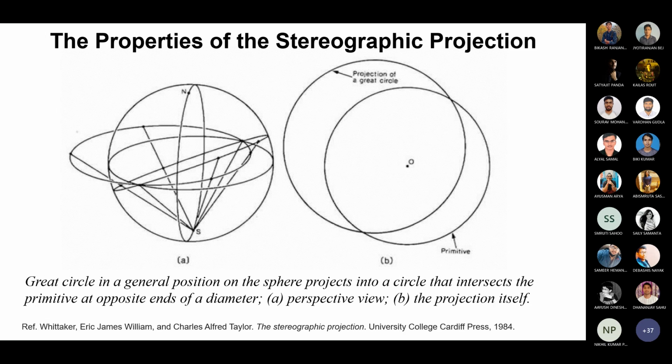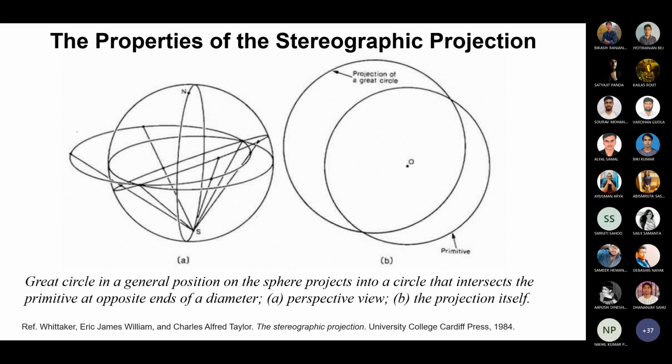So if you look at the equator part and the meridian part, you have to pay much more attention, because the equator and the meridian are special kinds of great circle on the sphere. A great circle in a general position is shown in the picture, and from that you can clearly understand that its stereographic projection is a circle of radius greater than that of the primitive. So what will happen?